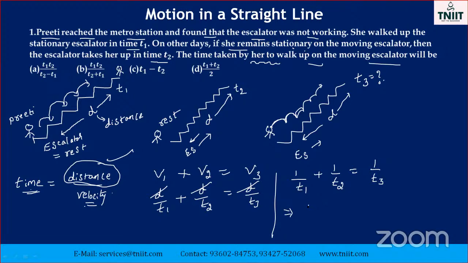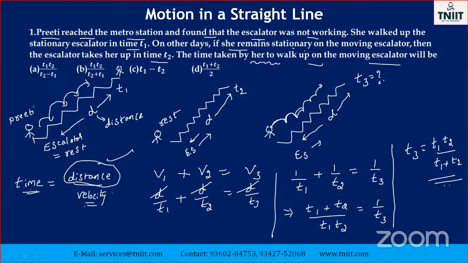This implies the LCM will be T1 T2, right? So this will be (T1 plus T2) by T1 T2, which is equal to 1 by T3. So taking the reciprocal, T3 will be T1 T2 by T1 plus T2. So which is the right option? Option B, T1 T2 divided by T1 plus T2. Remember students, this is also considered as what? The harmonic mean.